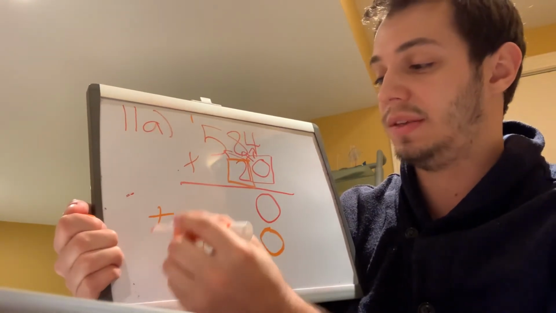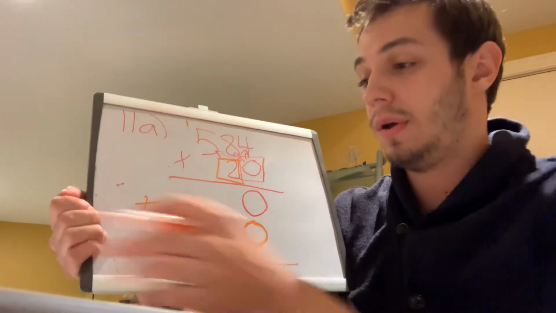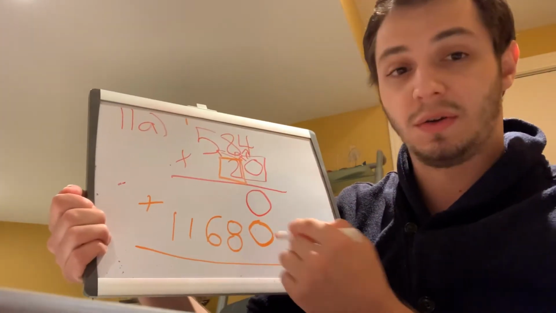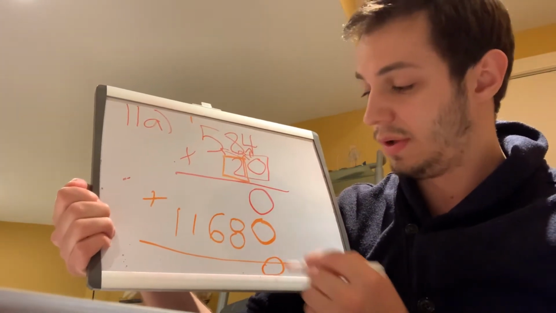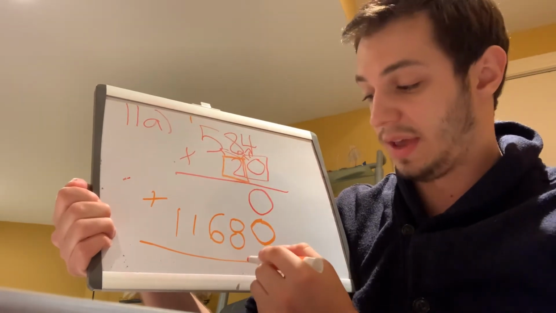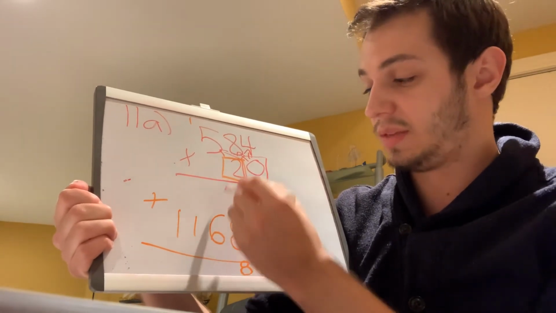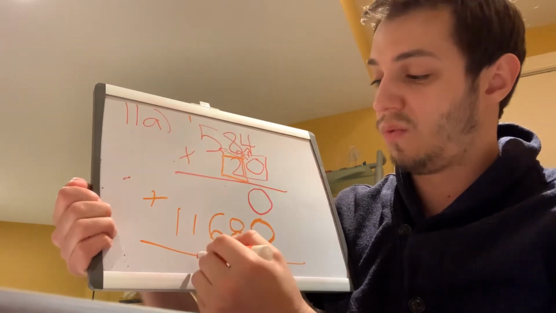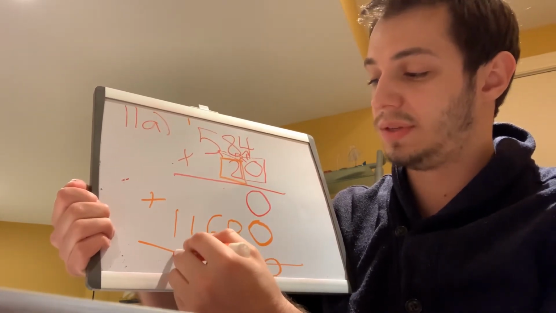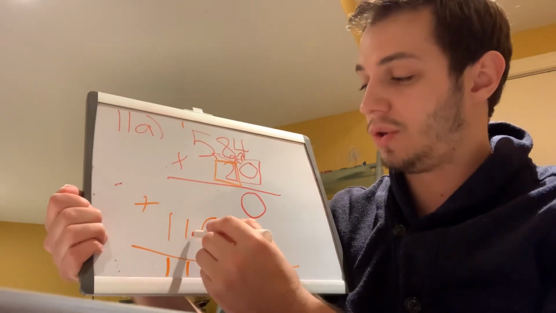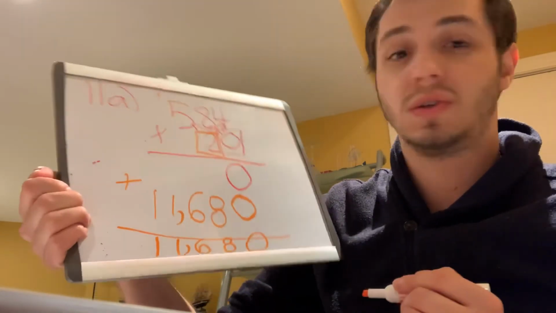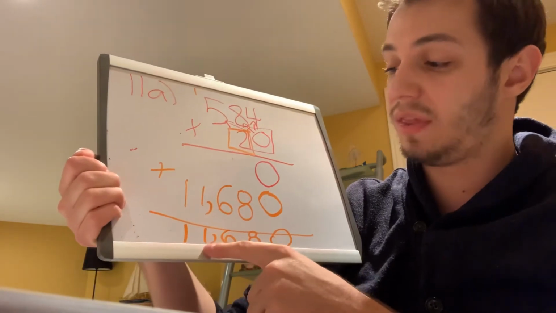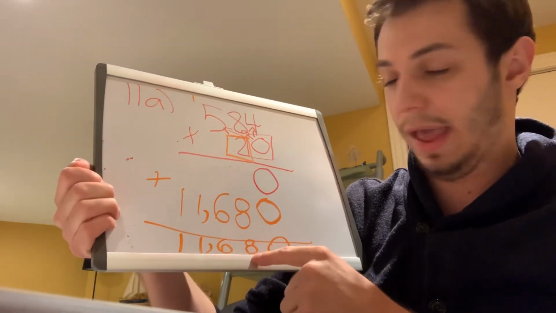Now I'm going to add these two numbers up, which will give me 0 plus 0 is 0. 8 plus 0 is 8. 6 plus 0 is 6. And then 1 plus nothing, and then 1 plus 0. If you want, you can add in your comma. So our answer is 11,680.